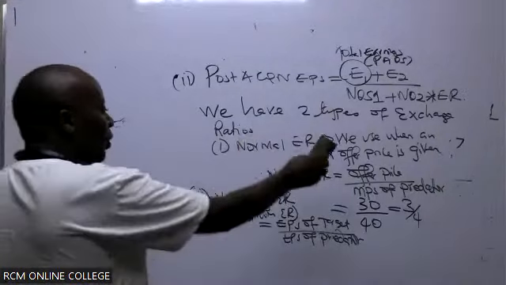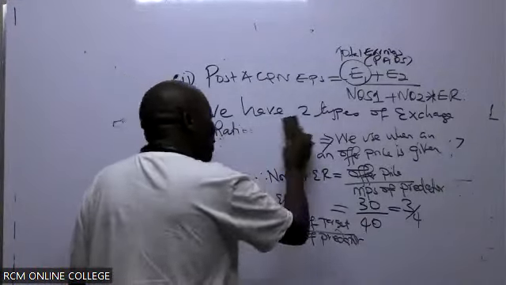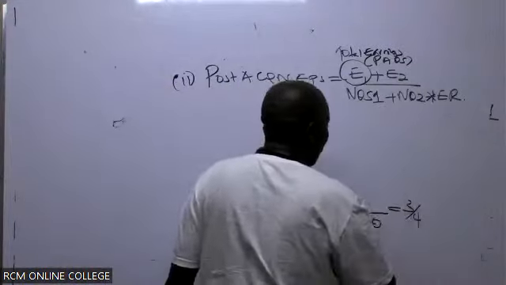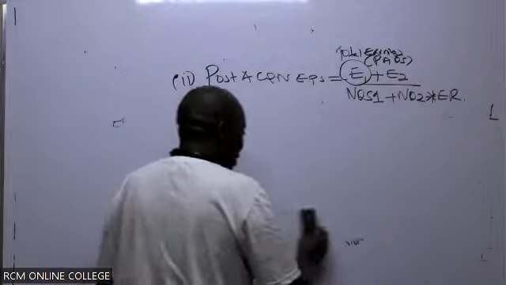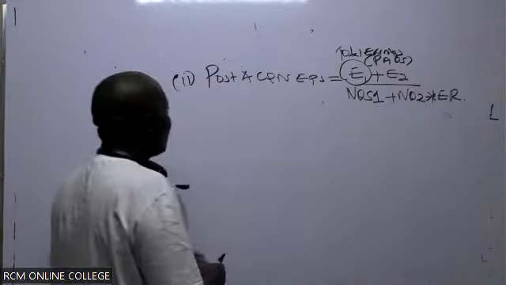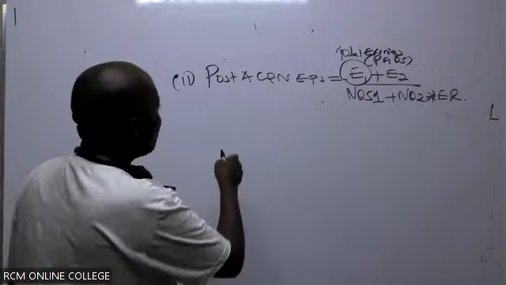So in this particular question, the offer price was given. Therefore, we had to calculate this normal exchange ratio, which is 3/4. Now, please listen. Come along with me. Let's walk this journey together.